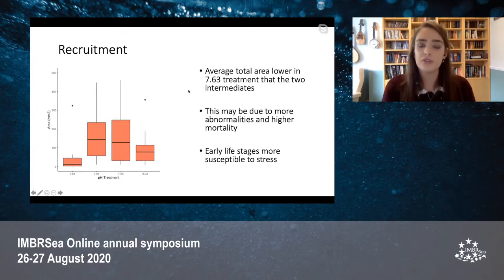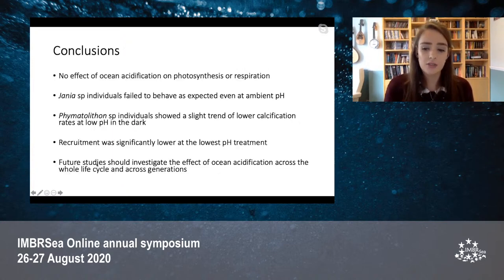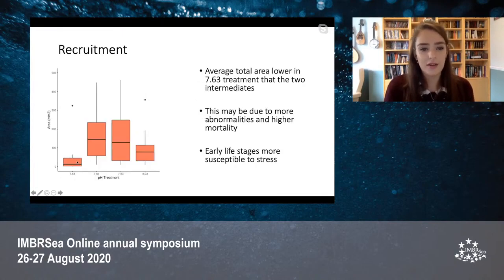Now onto the results of recruitment. I compared between the pH treatments using a Kruskal-Wallis test and then did pairwise comparisons using a post-hoc Dunn test. And I found that the average total area was lower in the 7.63 treatment than the 2 intermediate treatments significantly, so it's significantly lower. So this could be due to some level of inhibition of recruitment at this low pH.